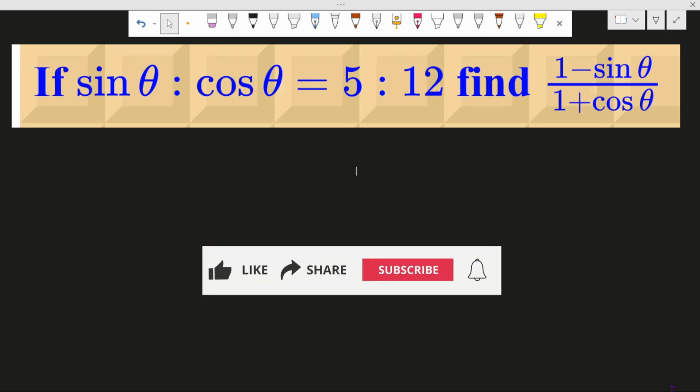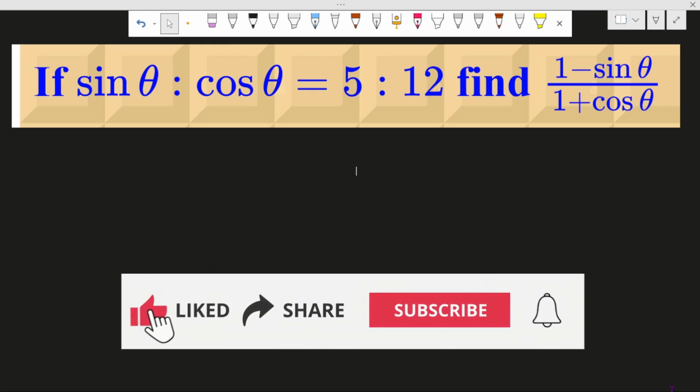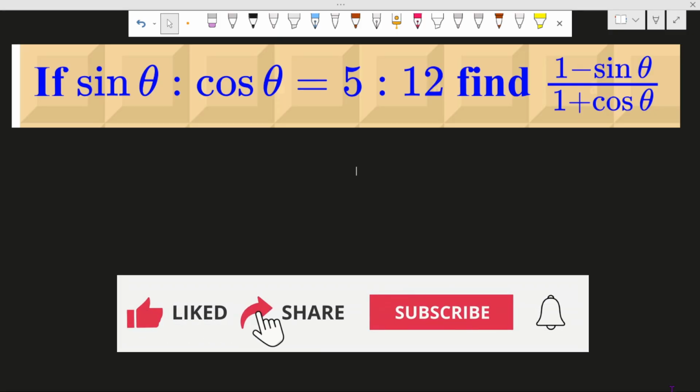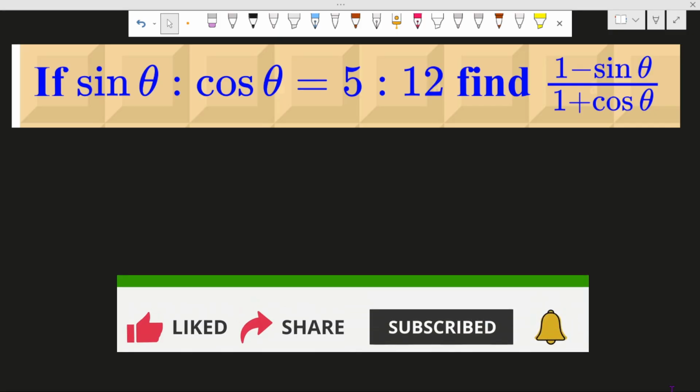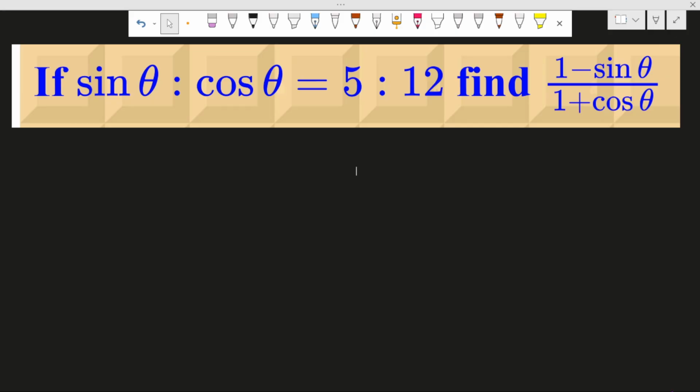Welcome. This question is from trigonometry. If sin theta is to cos theta is equal to 5 is to 12, find 1 minus sin theta by 1 plus cos theta. Here one condition is given, that is sin theta is to cos theta is equal to 5 is to 12, and one trigonometrical expression is given. We have to find out the value of this trigonometric expression.